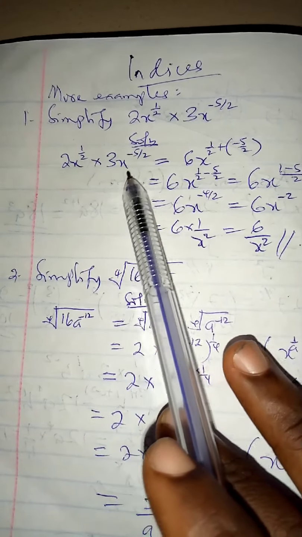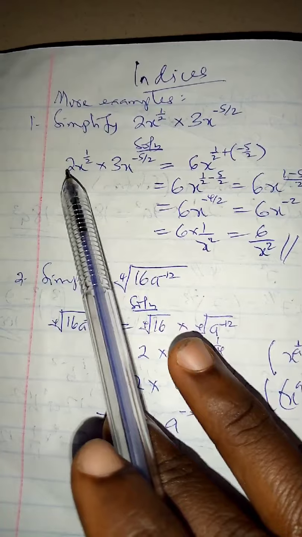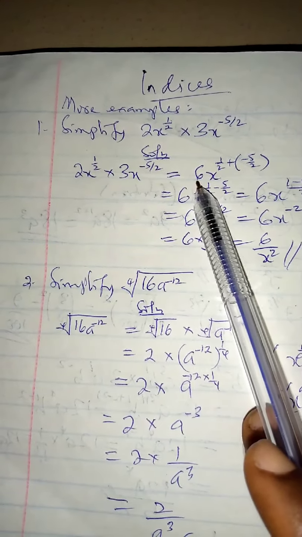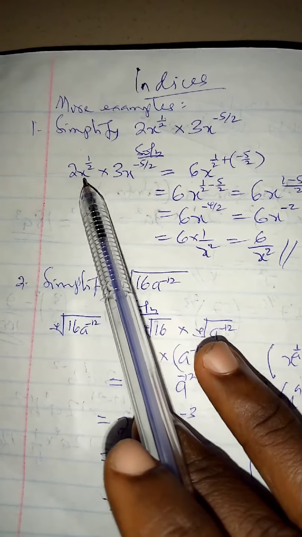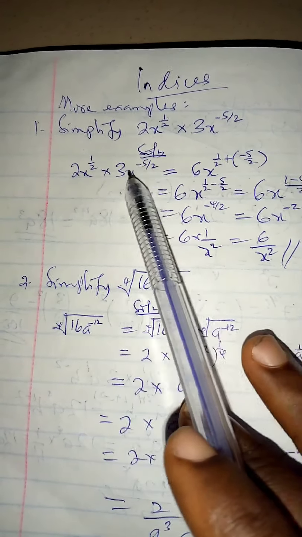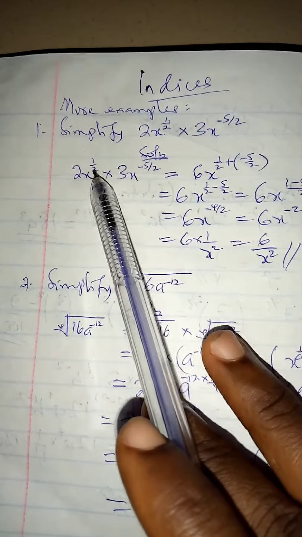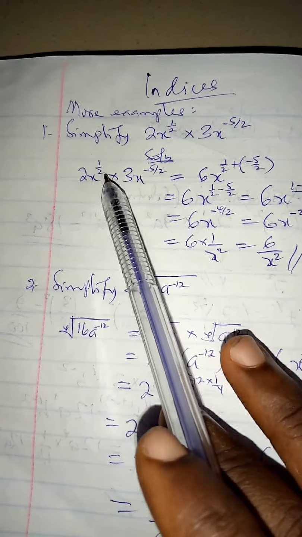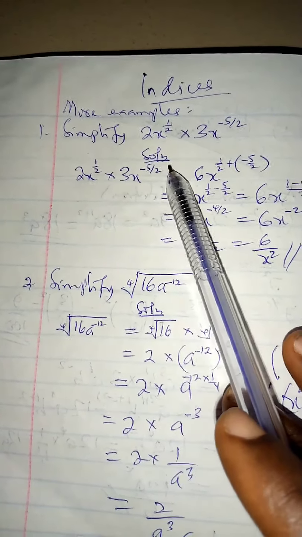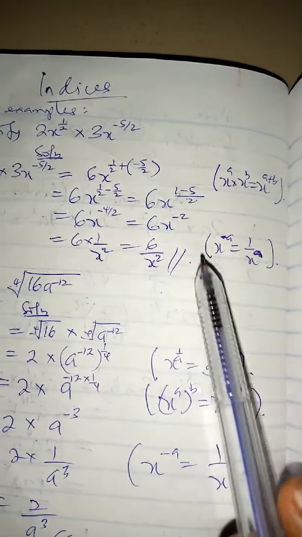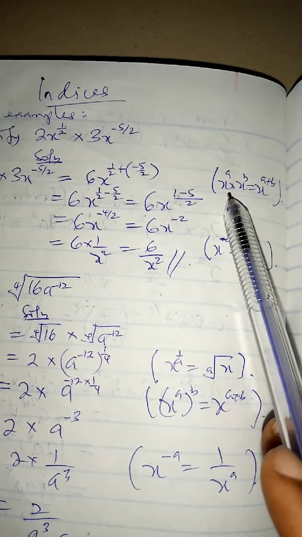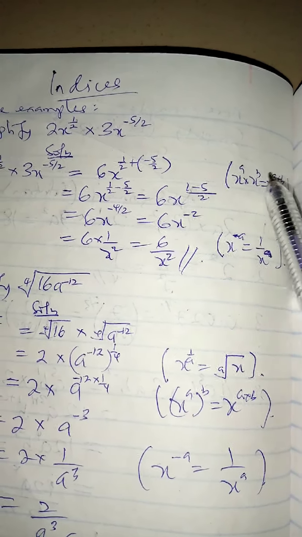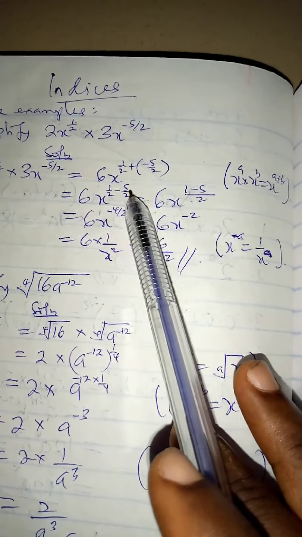For you to do this, you multiply your coefficients, 2 times 3 to give you 6. Then the indices, you write one base and add your powers so that you have 1 over 2 plus minus 5 over 2. Here is the application of this law. That is x raised to power a times x raised to power b is x raised to power a plus b. That's the law here.